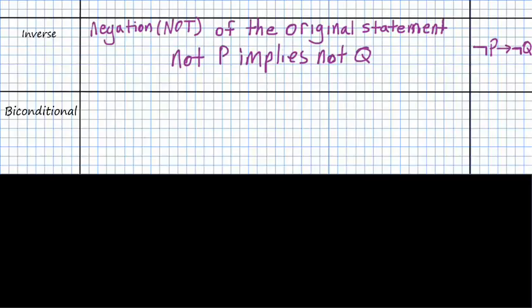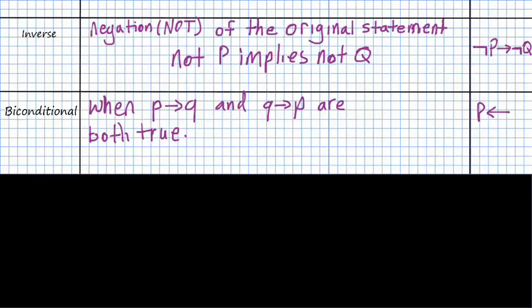And then finally, we're going to talk about a biconditional statement. A biconditional statement is when P implies Q and Q implies P are both true. The way that this would look is that we would have P, and we just write this arrow that has two arrow ends. So P implies Q, and Q implies P. We know that P implies Q is our original statement, and we know that Q implies P is our converse.